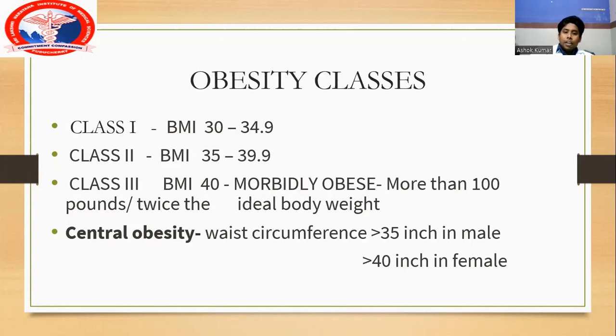The other criteria to be morbidly obese is that the patient's body weight is twice the ideal body weight, or the patient is more than 100 pounds over ideal weight, or the BMI is more than or equal to 40. We call it a morbidly obese patient. There is a term called central obesity: when the waist circumference is more than 35 inches in a male patient, or more than 40 inches in a female patient, we call that central obesity. There's one more term called super obesity: if the BMI is more than or equal to 60, it's super obesity.